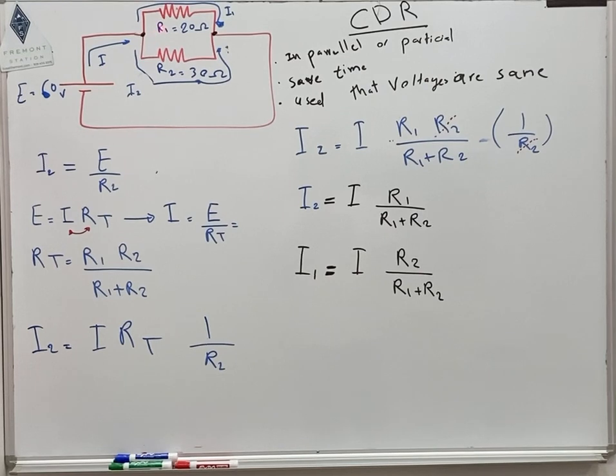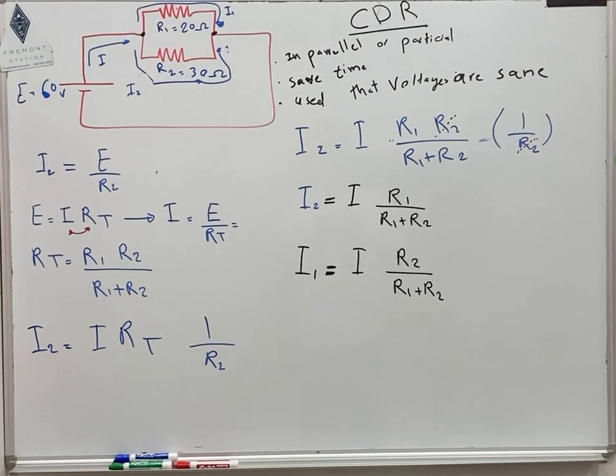R1 has two points common with the E. So VR1 equals 60. This is the first point with the battery, and this is the second point with the battery. Okay? So I1 is E divided by R1. So what's E in this circuit? It will equal I multiplied by R total, and I equals E over R total.